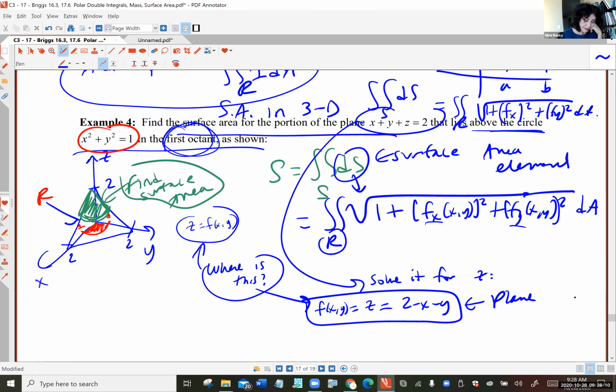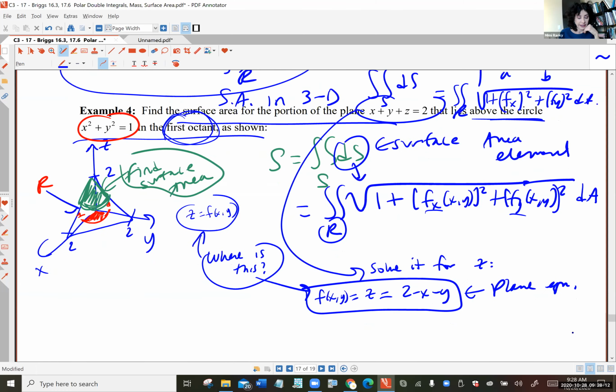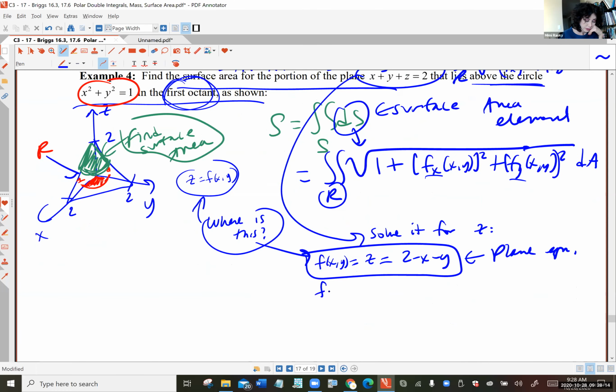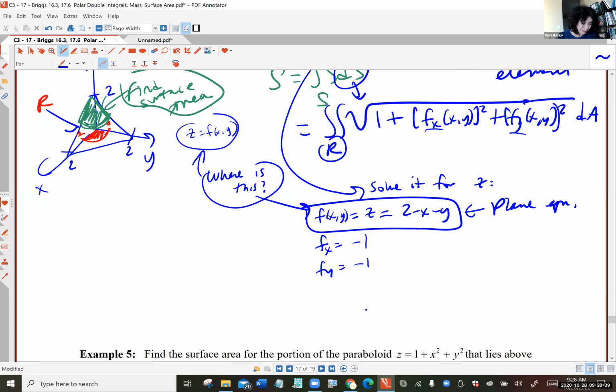So how am I going to find the partials of that? Is that hard to do? No. Okay, so what's fx? Now we know. What's your fx? Negative 1. How about your fy? Negative 1. Yeah, oh wow, that's easy. Is that always going to happen? No, but for this problem it did.